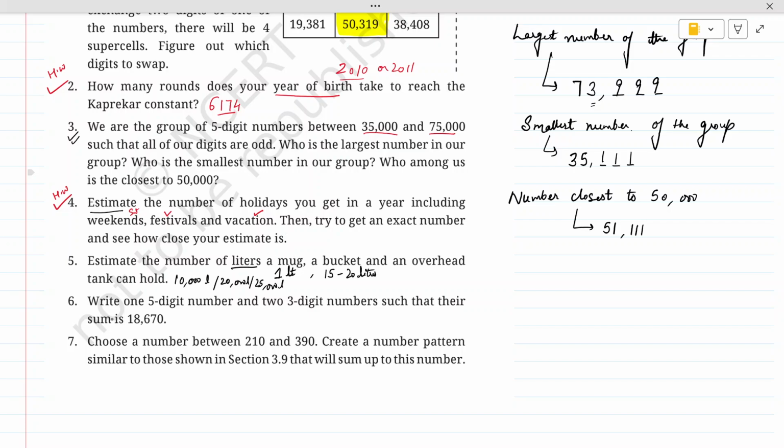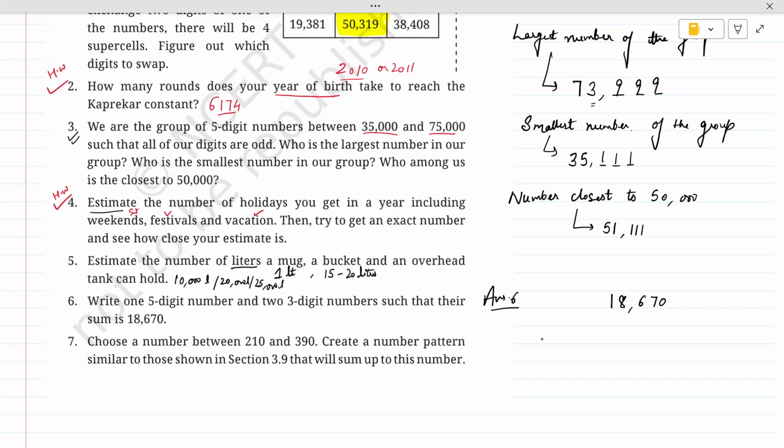Next is answer number 6. I will solve here. Write one 5-digit number and two 3-digit numbers such that their sum is this. Okay, so we are given the number 18,670 and we need one 5-digit number and two 3-digit numbers which combined give us this. So kids, this is very easy.